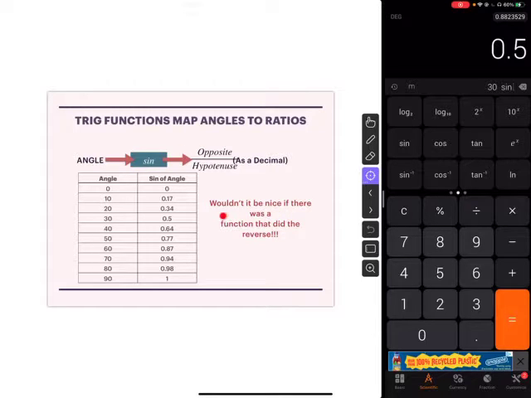And I've got a statement down here. Wouldn't it be awesome if we had something that went in reverse? I knew the ratio of the opposite to the hypotenuse, and then it would tell me the angle. So the sine function takes the angle and maps it over to a ratio, and we're looking for something that would take a ratio and map it back to the angle that it would come from.